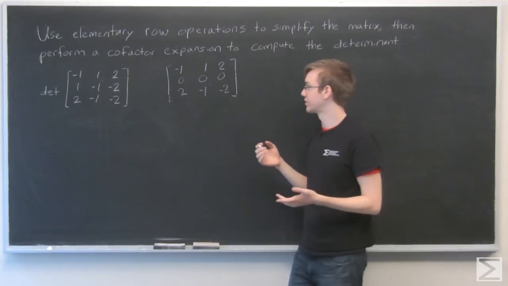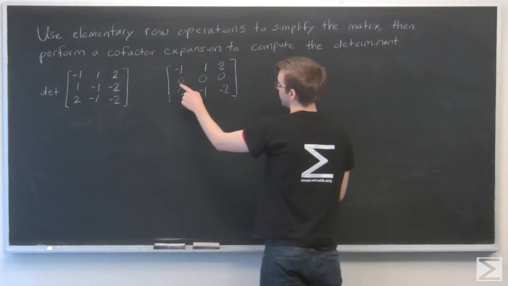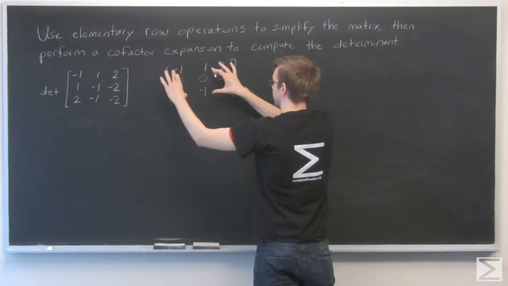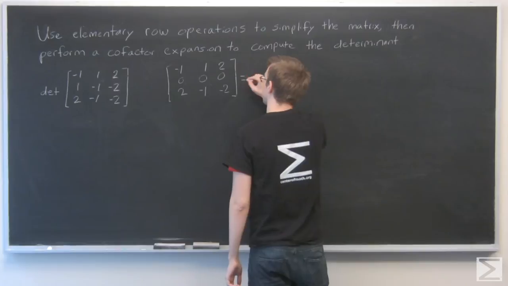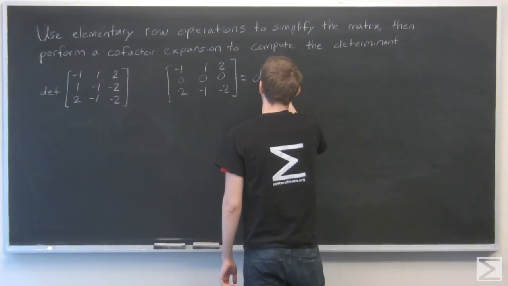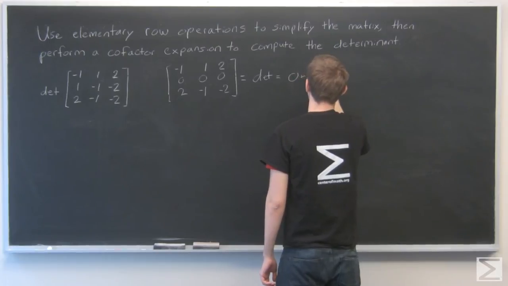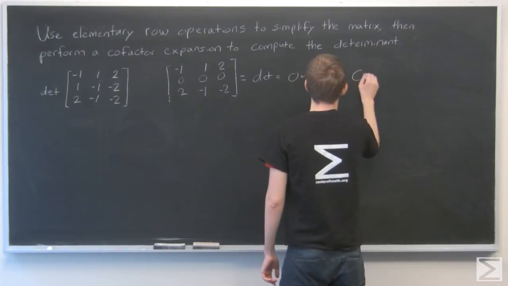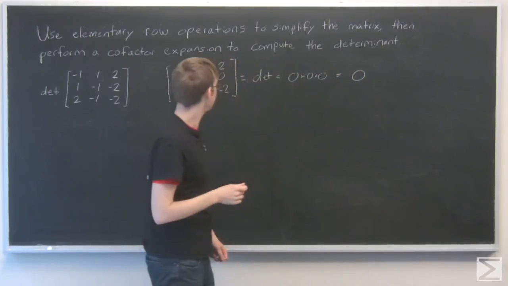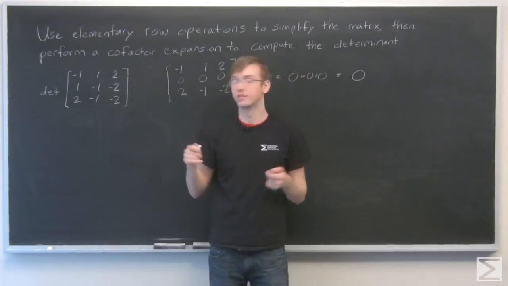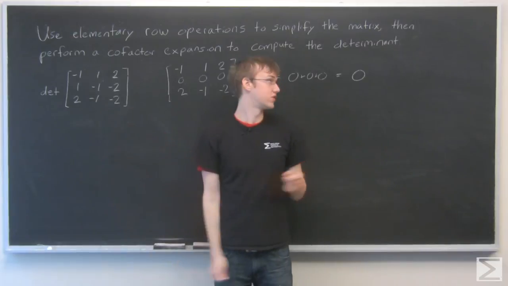So a cofactor expansion of this would just look like 0 times the determinant of these 4 plus 0 times the determinant of these 4 plus 0 times the determinant of these 4. So the determinant, therefore, is just a bunch of zeros added together. So from this simplification, we can determine that the determinant of this matrix is just 0.